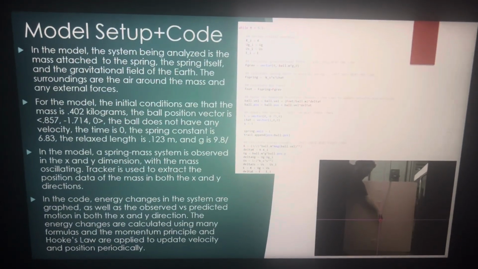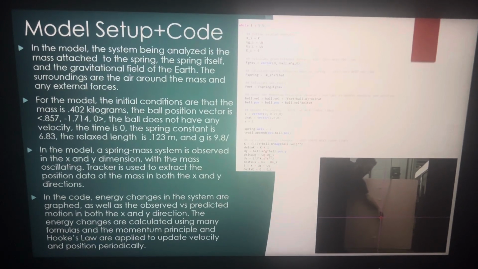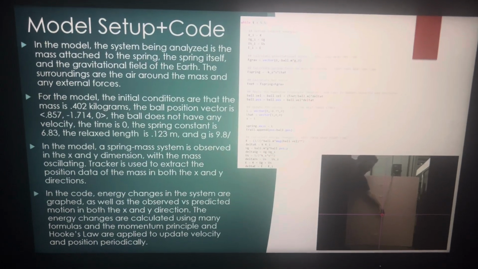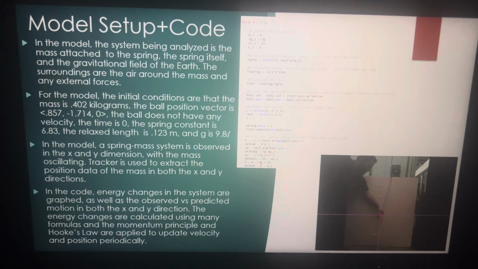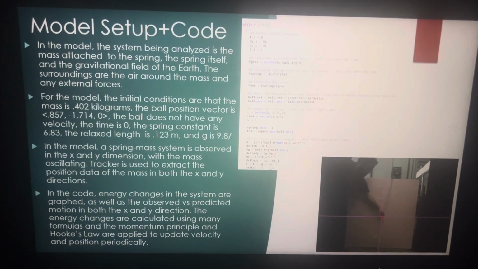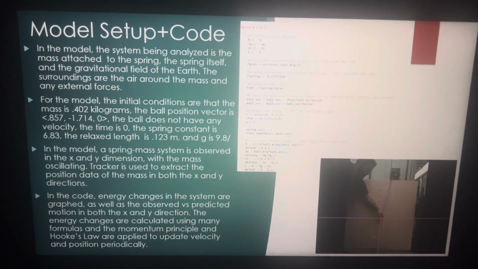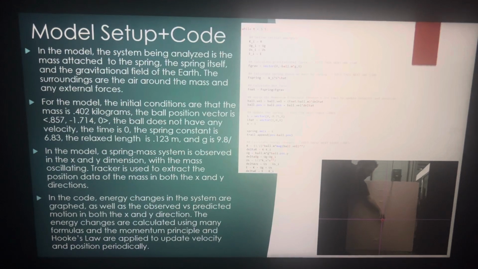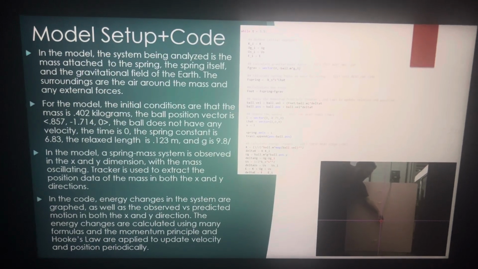In this model, the system being analyzed is the mass attached to the spring itself, and the gravitational field of the Earth. The surroundings are the air around the mass and any external forces. For the model, the initial conditions are that the mass is 0.402 kilograms, the ball position vector is 0.857, negative 1.7140 meters, the ball does not have any velocity, the time is 0, the spring constant is 6.83, the relaxed length is 0.123 meters, and g is of course 9.8.